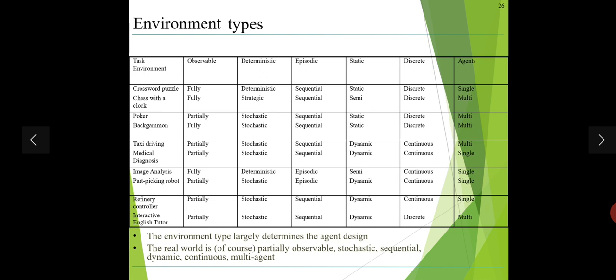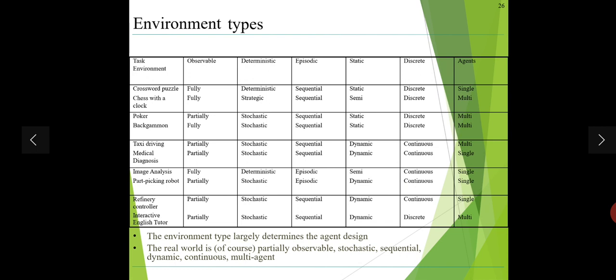Okay. And one taxi driving example is partially observable, stochastic, sequential, and dynamic. Taxi driving is dynamic. So environment types largely determine the agent design. Okay, whatever agent we want to design, it largely depends on the environment types. The real world is partially observable, stochastic, sequential, dynamic, continuous and multi-agent.